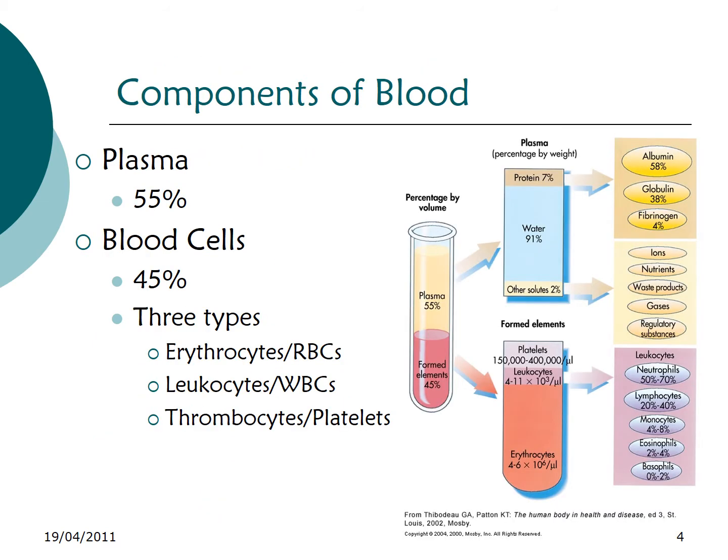So the components of blood: a majority of it is plasma, 55%. And then you have the blood cells, which are 45%. And there are 3 types of blood cells. Erythrocytes, which are the red cells. Leukocytes, which are the white cells. And thrombocytes, which are the platelets.